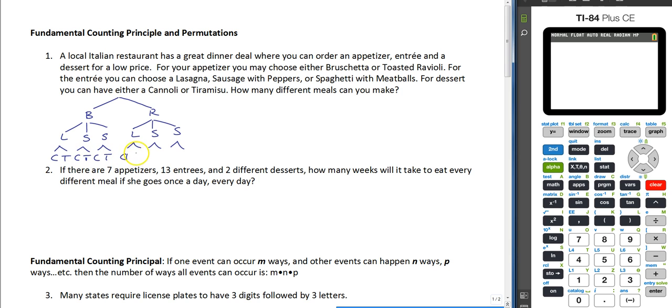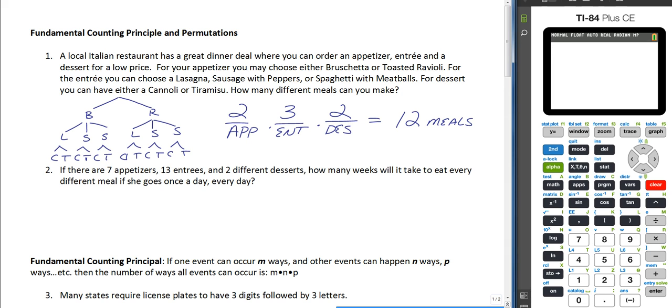Now, that's quite a bit of work just to list out different possible options. So there's a shortcut to that. What you're doing is just thinking about how many appetizer choices you have times how many entree choices you have times how many dessert choices you have. So you have two appetizer choices, three entree choices, and two dessert choices. So 2 times 3 times 2 is going to end up giving you 12 different meals. Okay, so that's how many different ways you can organize your meal.